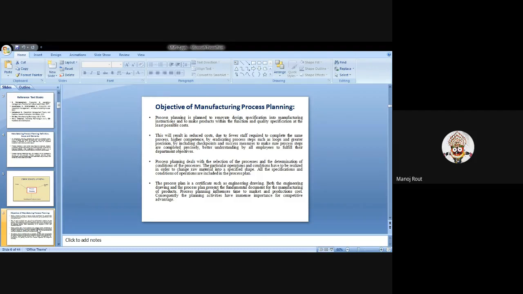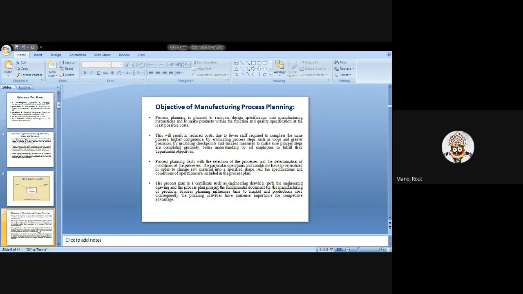That should lead directly to greater precision. As you know, in industries there are so many checkpoints to measure the flow of raw material from one workstation to another workstation. If you go to the next slide, the success measure is to make sure process steps are completed precisely, with better understanding by all employees to fulfill their department objectives. That is why every department and sub-department has its own standard operating procedure.